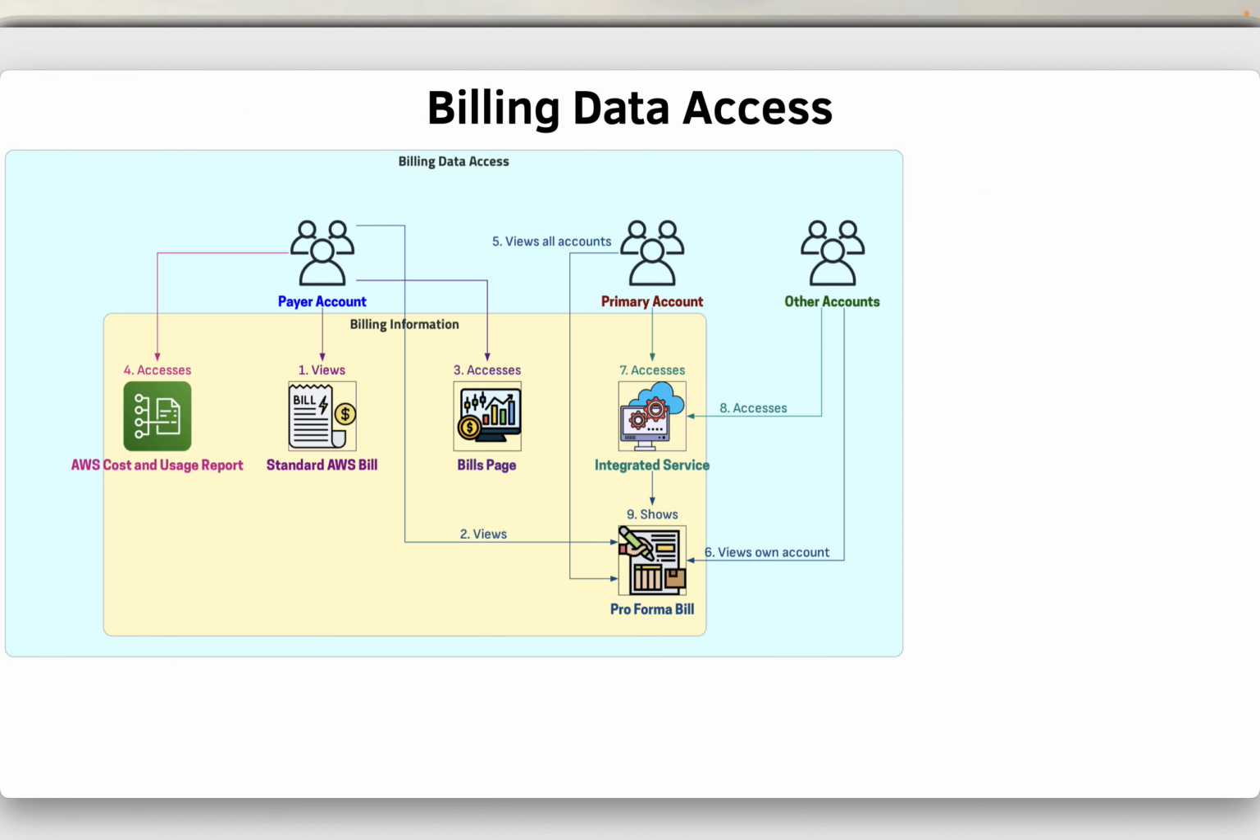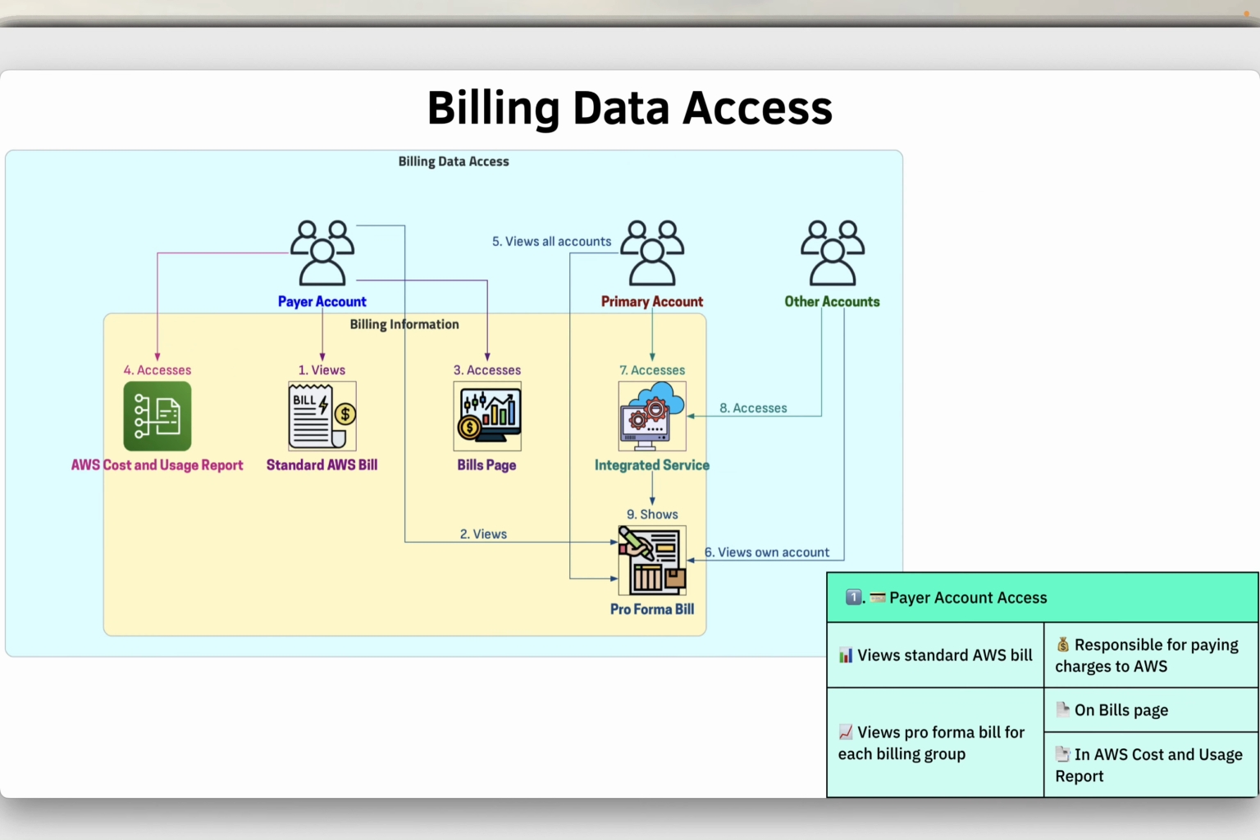Okay, billing data access. So this is who can see the pro forma billing data and the standard AWS bills. There are two bills, right? So who can see what? The payer account can view the standard AWS bill as they are responsible for paying charges to AWS. They can also view the pro forma bill for each of their billing groups on the bills page and in the AWS cost and usage report. So the payer is the one making a payment, and the payee is the one receiving the payment.